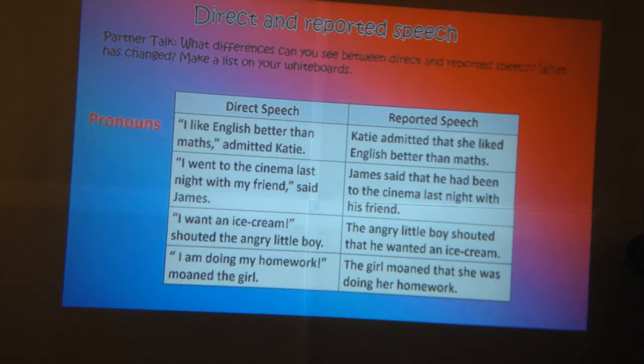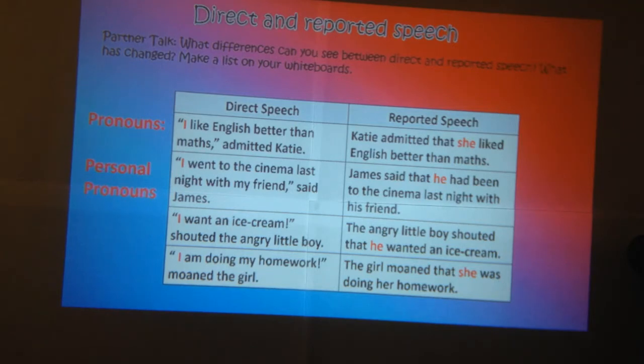First of all we look at the use of pronouns in direct speech and reported speech. In direct speech you will notice I is highlighted in red, and the use of personal pronouns. "I like English better than maths," admitted Katie. "I went to the cinema last night with my friend," said James. "I want an ice cream," shouted the angry little boy. "I am doing my homework," moaned the girl.